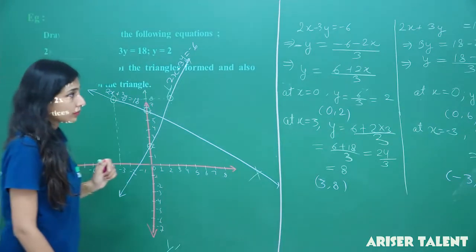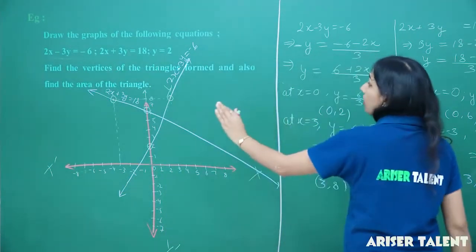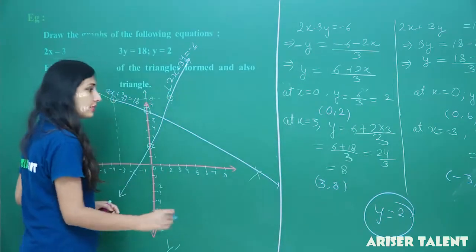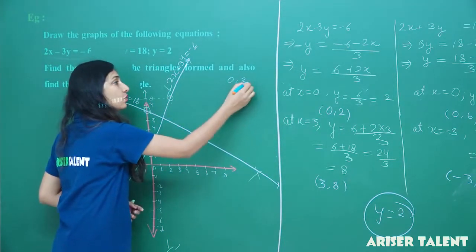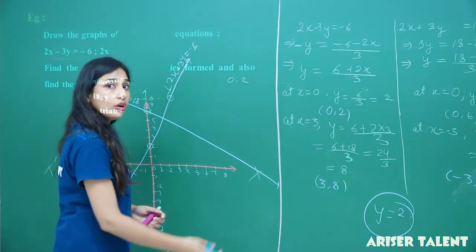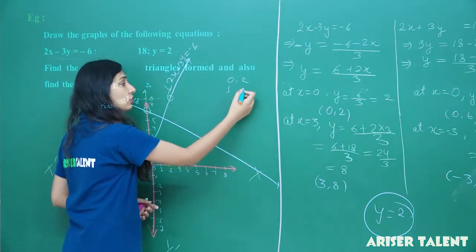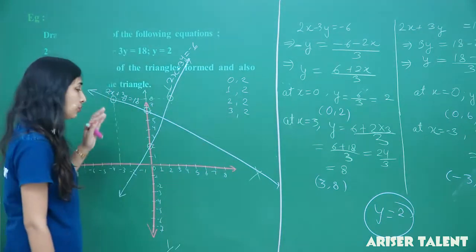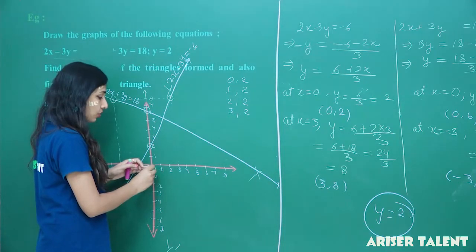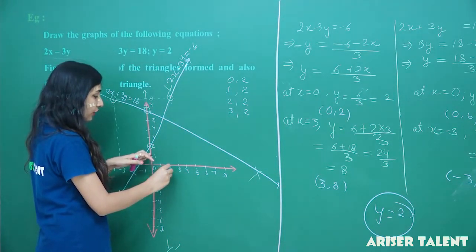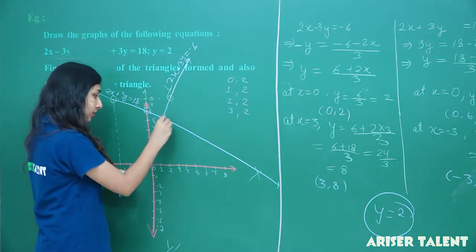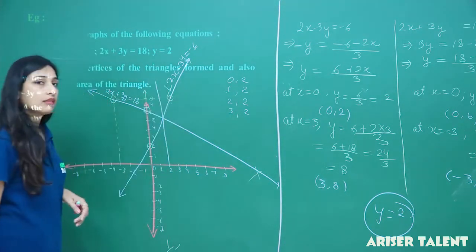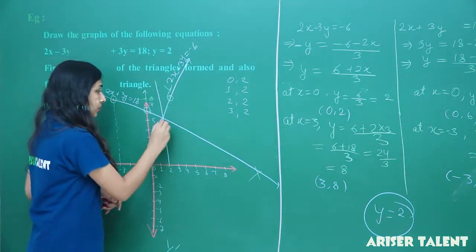Right. Now the third line, which is y equals 2. Now understand this line. For this, at x equals 0, y equals 2, because there is no x now. So y equals 2 for any value of x. At x equals 1, y equals 2. At x equals 2, y is 2, at 3, again 2. So at x equals 0, y equals 2. So the values will be only here, here, here, here and here. So I will be having this line just like this. Right, students.